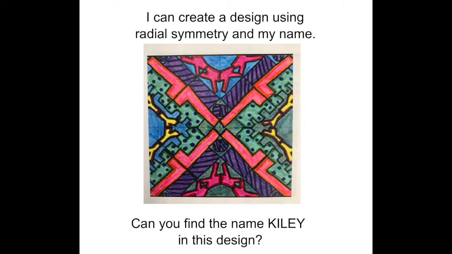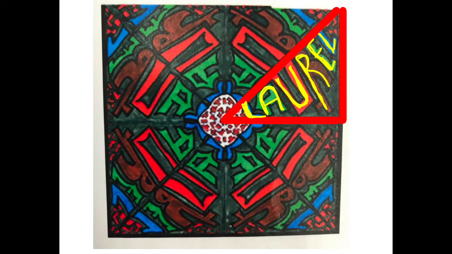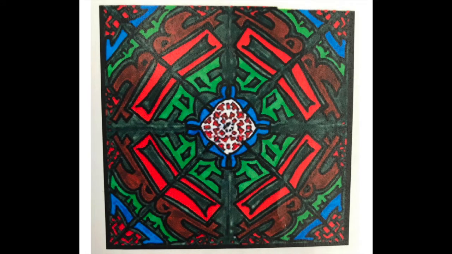Your second learning goal says I can create a design using radial symmetry and my name. Can you find the name Kylie in this design? It starts with the pink K and the purple I. This student's name is Laurel. Can you find that? There, I highlighted it for you to make it easier to see. If you look closely, the name is there 8 times. You're going to write it 1 time, and then you're going to trace it 7 times.